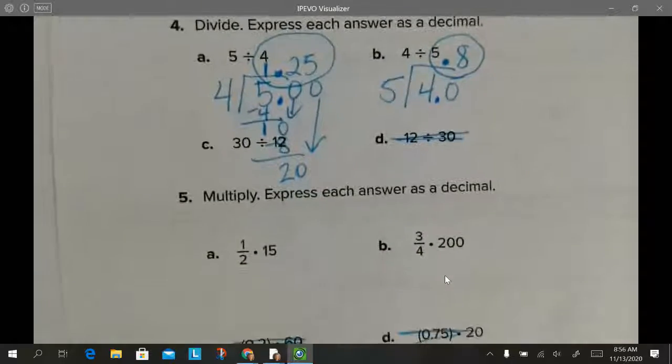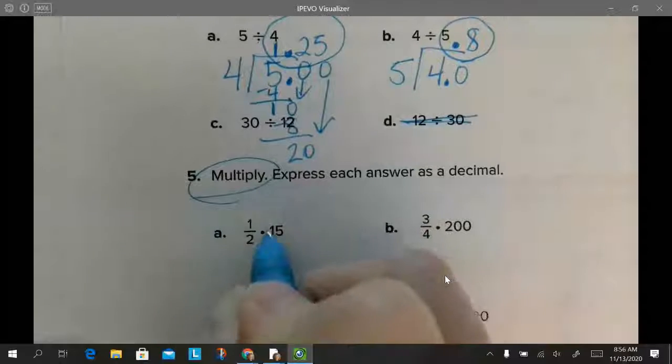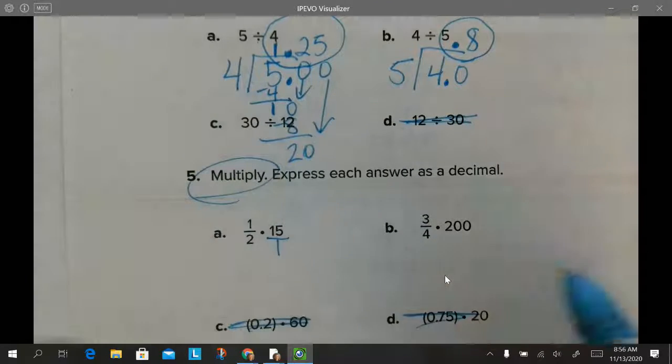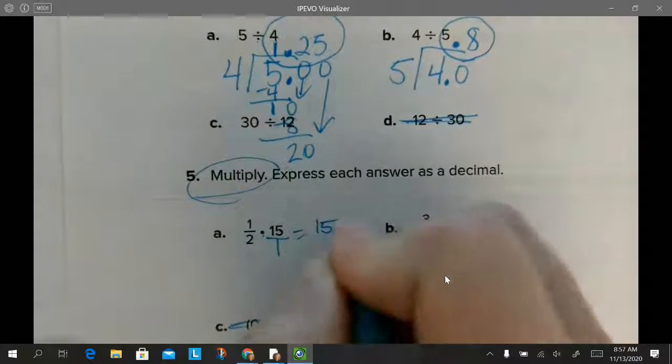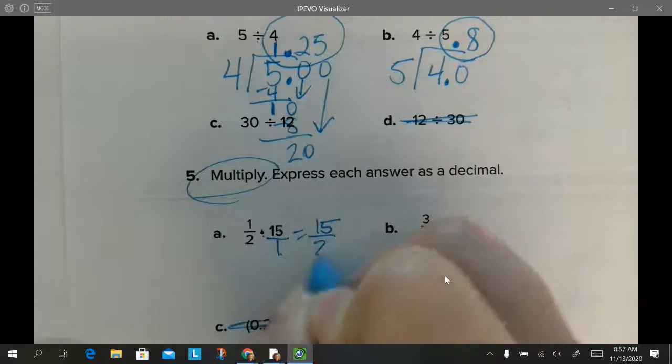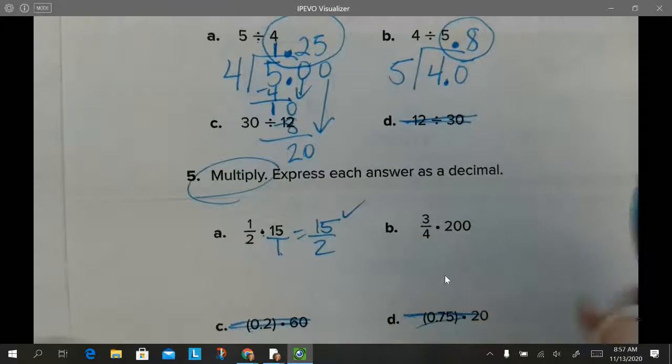All right, look at the next one. 1/2 times 15. Now remember, if you have to multiply this, every whole number stands on some 1, and you just multiply the numerator times numerator, which is 15, denominator times denominator, which is 2, and 15 over 2 is a perfect little answer, and there's nothing wrong with that.